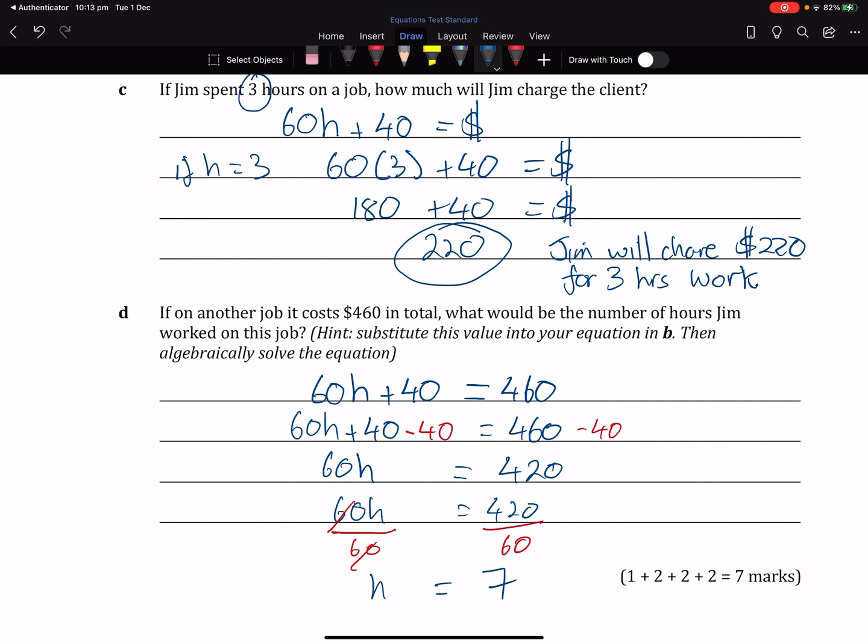And again, a worded question should have a worded answer. So Jim will have worked 7 hours to earn or charge, whichever way you want to put it. What was it? $460. Hopefully you space your work out a bit better than I have here, but there's my final answer.